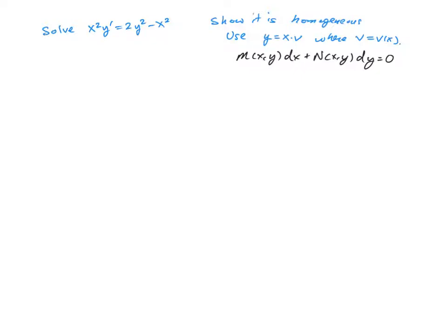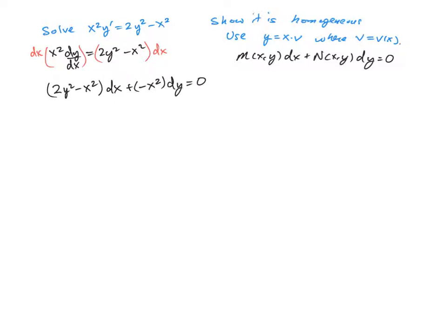So the first step in this process is to rewrite our y prime as dy/dx. And then from there, we want to multiply both sides of the equation through by dx. So that's going to give us (2y squared minus x squared) dx. And now if we bring the term to the other side, we're going to have plus negative x squared dy is equal to 0. So that first coefficient, again, is our capital M. That second coefficient is our capital N.